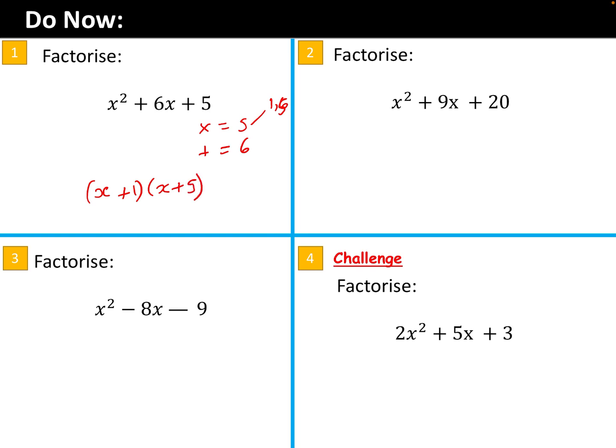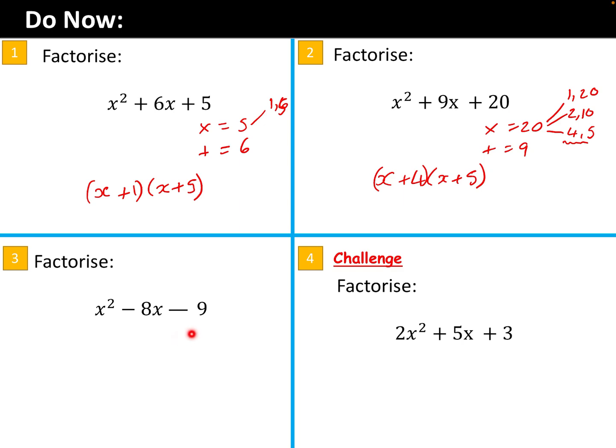For the one on the right, I want two numbers that multiply to give me 20 and add to give me 9. Factors of 20, I could have 1 and 20. I could have 2 and 10. I could have 4 and 5. And I'm going to stop there because 4 and 5 will add up to give me 9. So it's x plus 4, x plus 5.